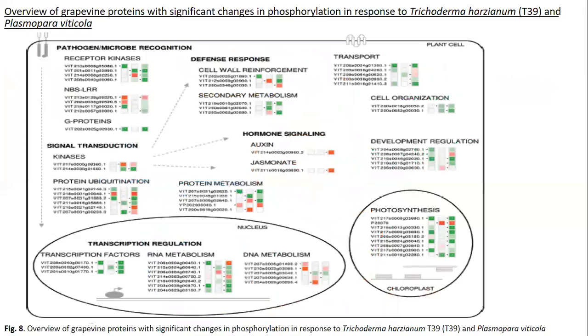This figure shows an overview of grapevine proteins with significant changes in phosphorylation in response to T39 and P. viticola. The overview of cellular processes highlighted signal transduction pathway and defense response affected by phosphorylation changes during interaction with T39 and P. viticola. Different recognition pathways were activated by P. viticola in water and T39 treated plants.